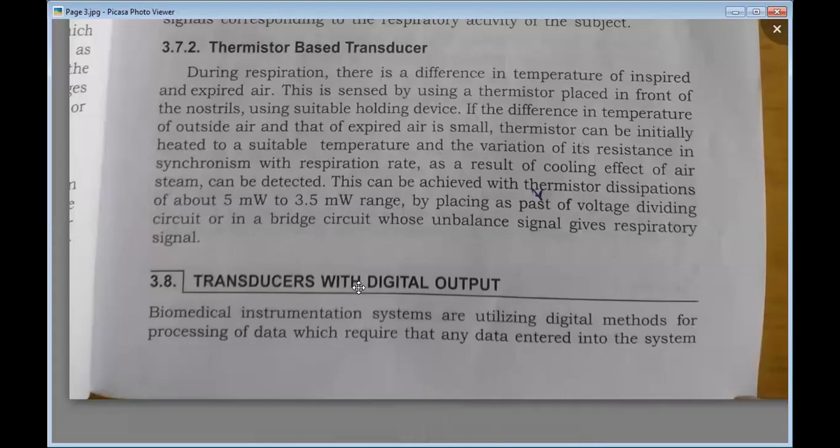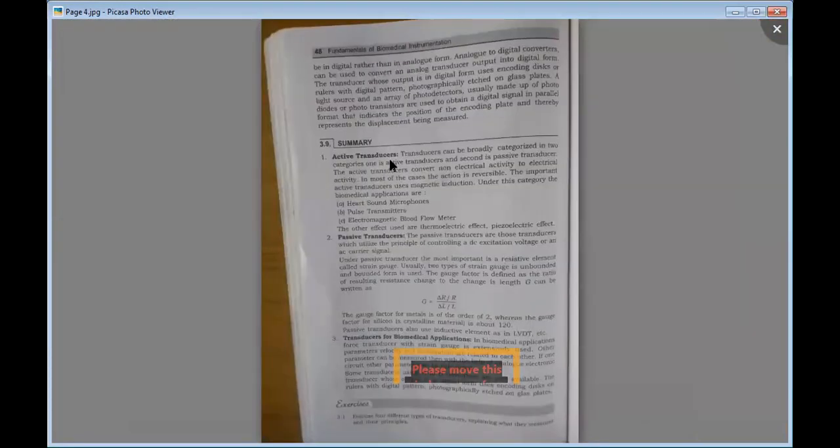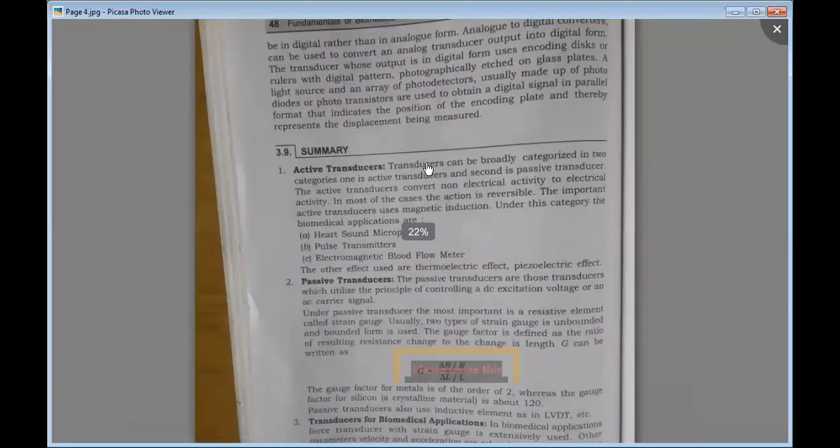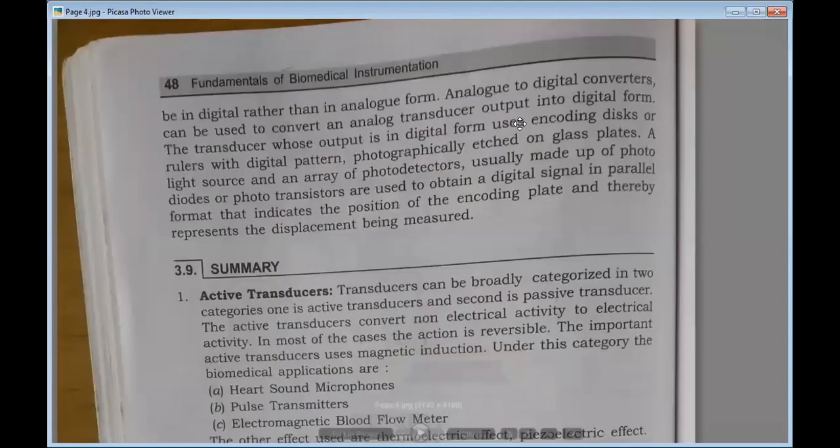Okay. And transducers with digital output. Most of the transducers produce an analog signal, but to read the output we have to use an analog to digital converter to get the digital form. Some of the transducers will produce the digital output.